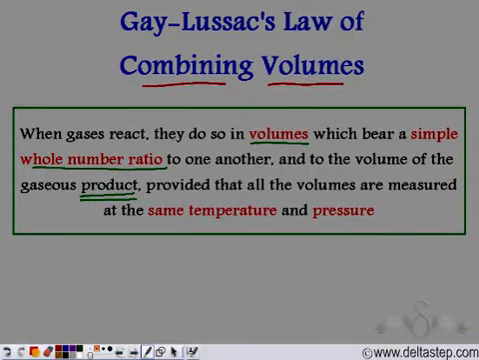But one important condition remains, that is, all the volumes are measured at the same temperature and pressure. Provided all the measurements for a particular equation are taking place at the same temperature and pressure, Gay-Lussac's law of combining volumes holds. That is, whenever gases react, they do so in volumes and it bears a simple whole number ratio to each other and to the product which is formed.